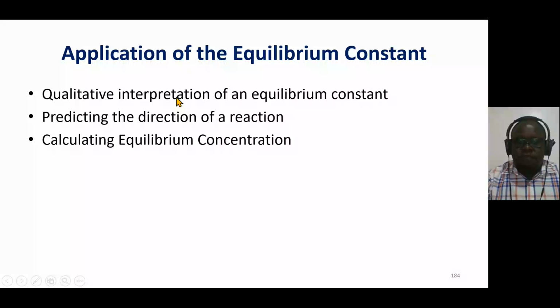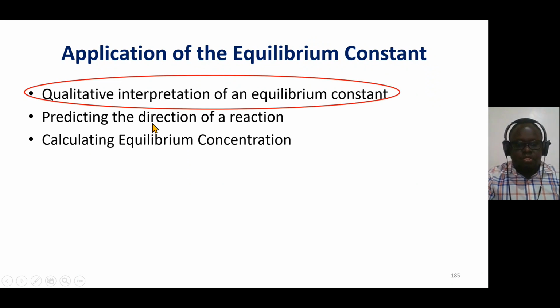First is the qualitative interpretation of an equilibrium constant. What does it mean when you look at the magnitude of the equilibrium constant? What does it tell you about the equilibrium that exists? Does it favor the products or does it favor the reactants? This one we saw previously in our discussion about the equilibrium constant. We saw how the magnitude tells you which side of the reaction is favored.